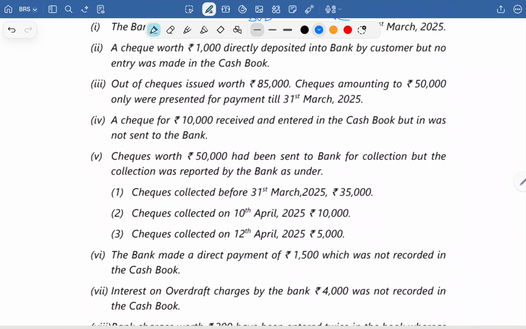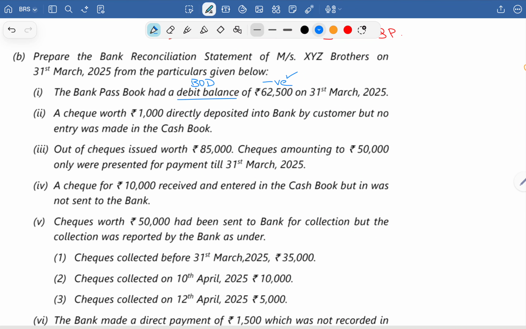Next one, point number 2. A check worth rupees 1000 directly deposited into bank by the customer. When the customer directly deposits in the bank, who will make the entry? Banker will pass the entry. So your passbook balance will increase, but your cash book balance has not increased. Cash book is constant. What is our base? Balance as per passbook is our base. So passbook we can alter. It has already increased, so to make them equal, I have to decrease this.